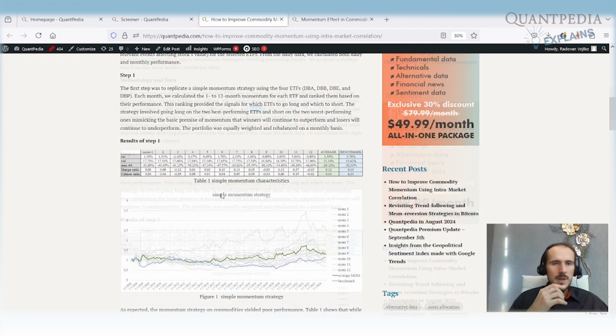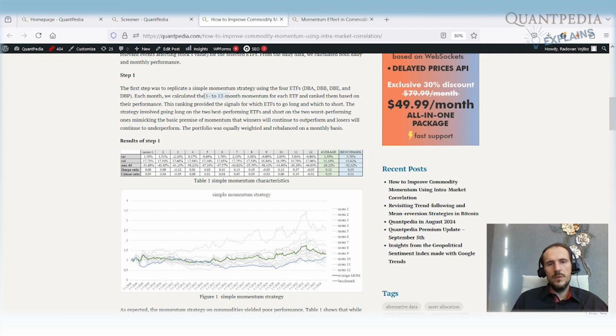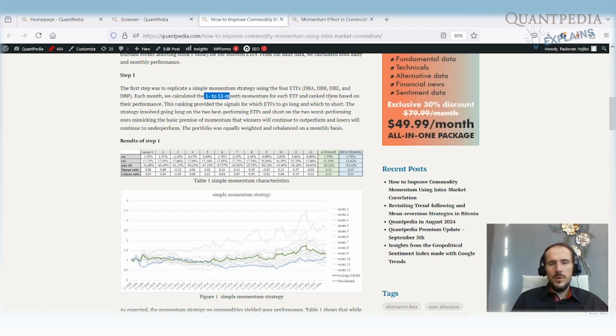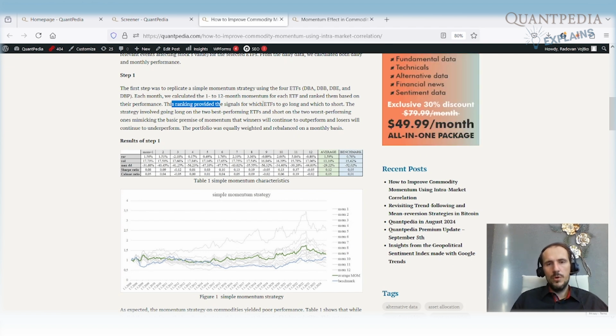The first step was to replicate the simple momentum strategy. So we took those four ETFs. Each month we calculated 1 to 12 month momentum for each ETF. We ranked the ETFs based on performance, and the ranking gave us the signal of which ETF to go long and which to go short.